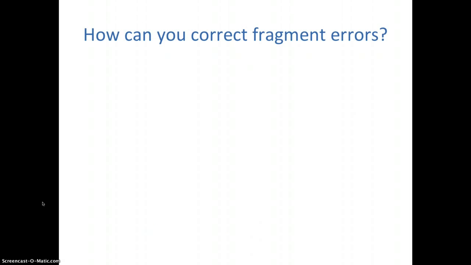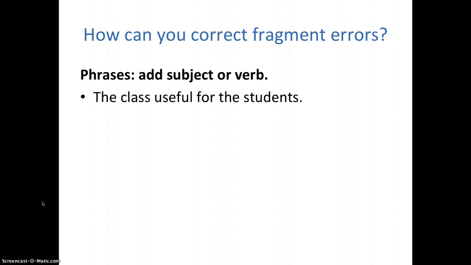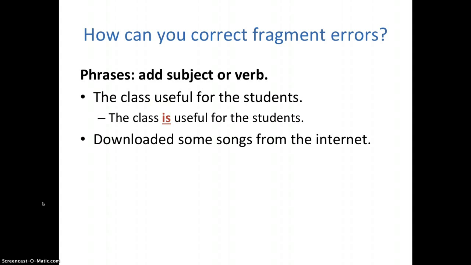So how can you correct these types of fragment errors when you have incomplete sentences, sentences that are missing, they're missing a subject or a verb? If it's a phrase, you can add a subject or a verb. The class useful for the students. How would you fix that? Yeah, the class is useful for the students. Or the class was useful for the students. Or the class has been useful for the students. Any of those would be good options.